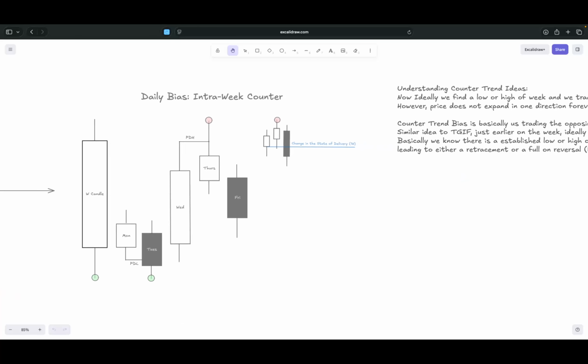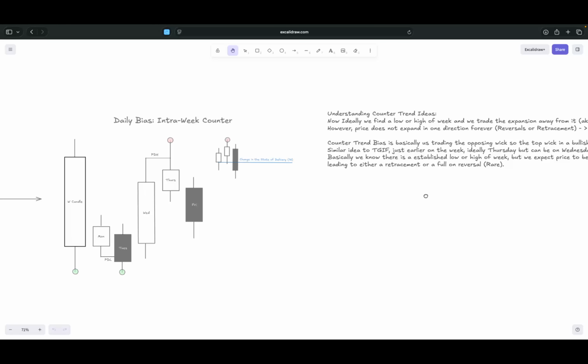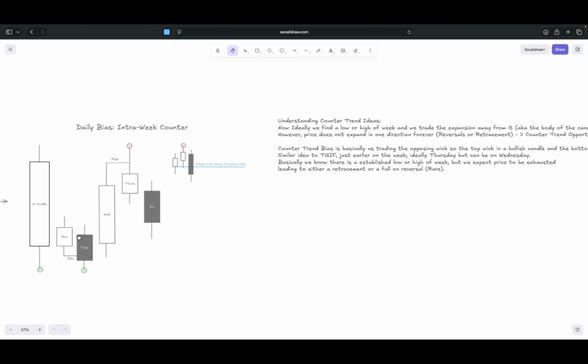So the last thing is daily bias intra-week counter. This is more risky. Ideally the highest probability days are when we have one-sided expansion, a one-sided narrative. However, price is not going to expand forever. Usually it's around 3 days. If you observe price, usually when we have 3 large expansionary days, you either have some sort of retracement day or some sort of consolidation day, or it could be 1 or 2 days. If they're really big, you can see price kind of cap off that range. Price can only expand so much.